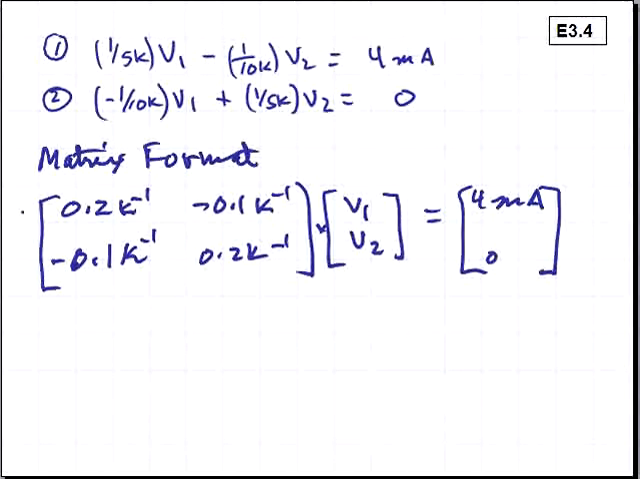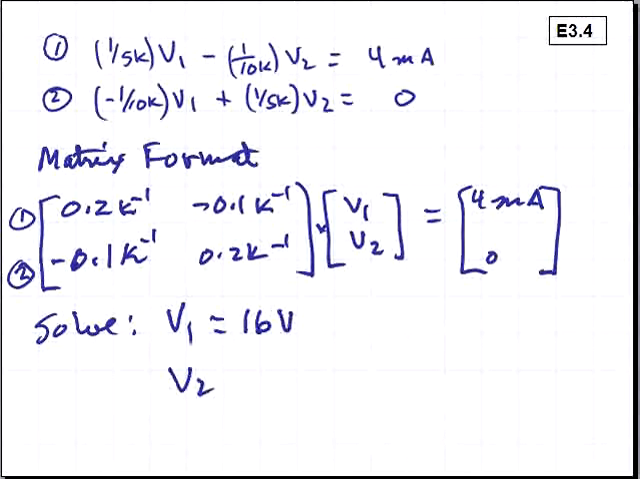So this represents the first row across as our equation 1 and the second row of terms is our equation 2. If we solve this, we obtain the node voltages V1 is equal to 16 volts and V2 is equal to -8 volts.